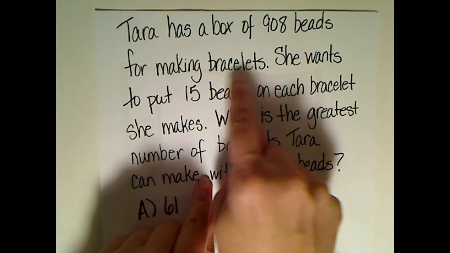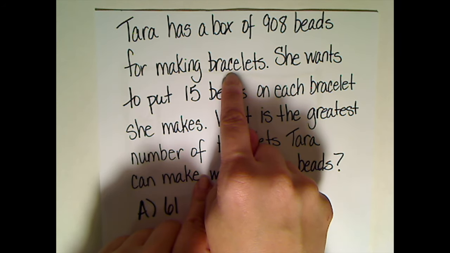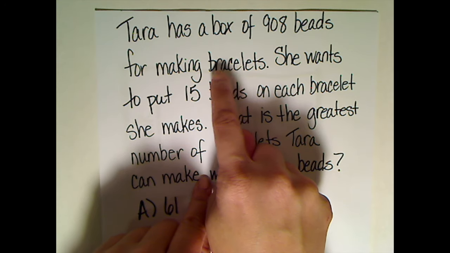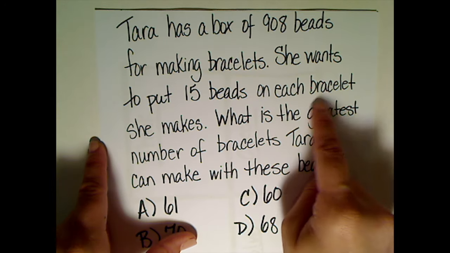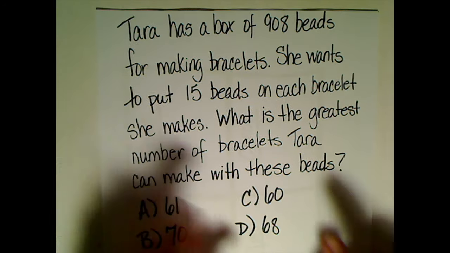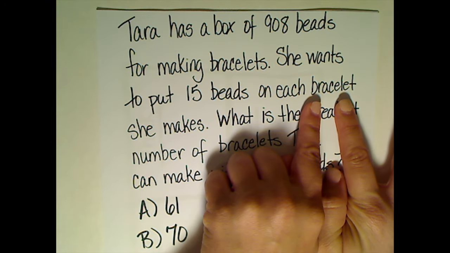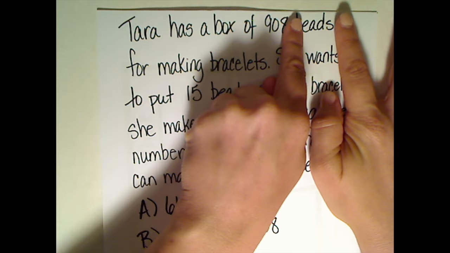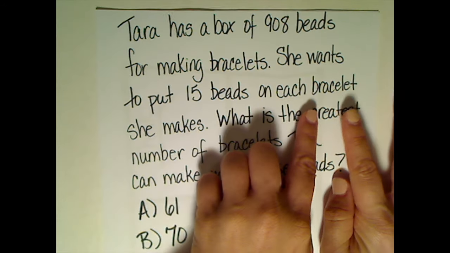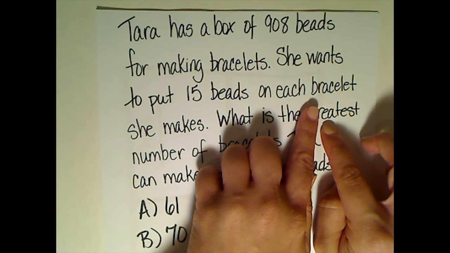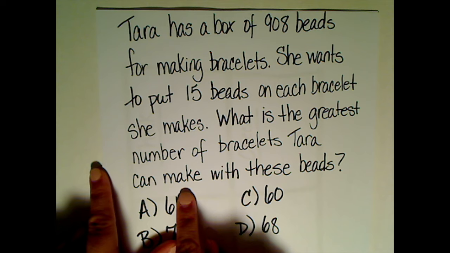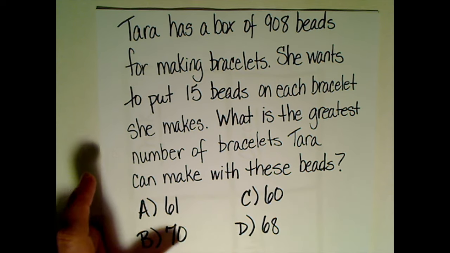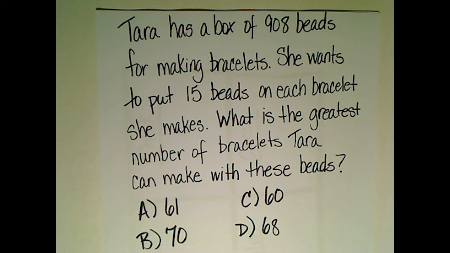This C in bracelets is a soft C, because it's in front of an E, bracelets. She wants to put 15 beads on each bracelet she makes. What is the greatest, look here, we have EA again, but in beads, this EA was EEE. Here in the word great, it's AAA, greatest number of bracelets Tara can make with these beads. Okay, so we can pronounce each word correctly and we understand each word.